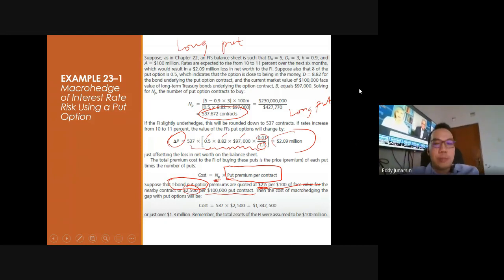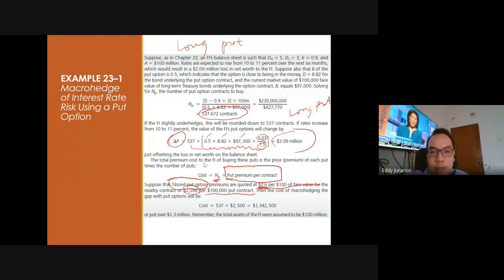The exchange traded option has been determined by the system, right? So you either take it or leave it. You cannot negotiate. So it's like 2.5%, or 250 per 100.